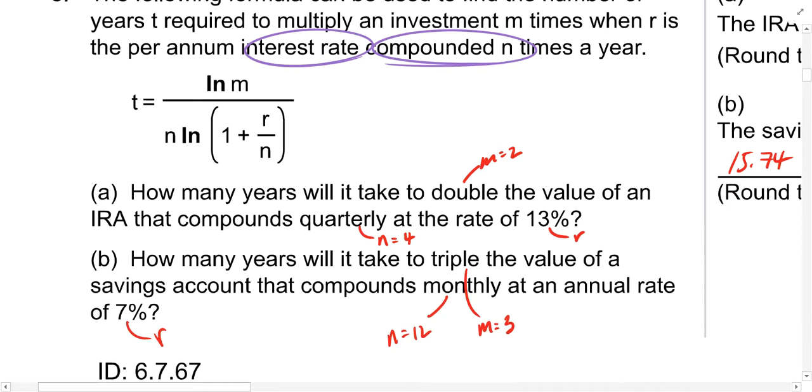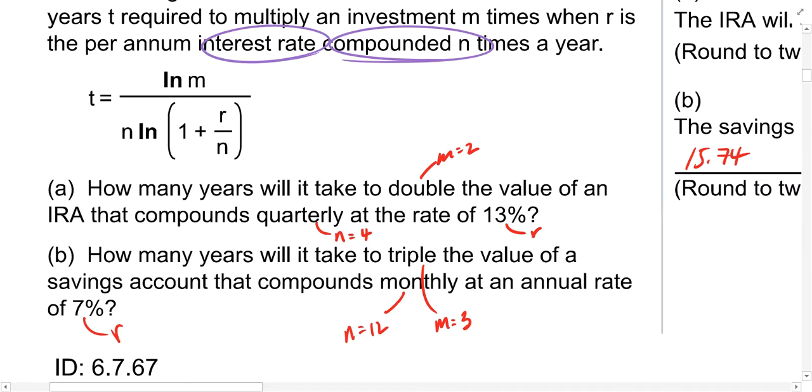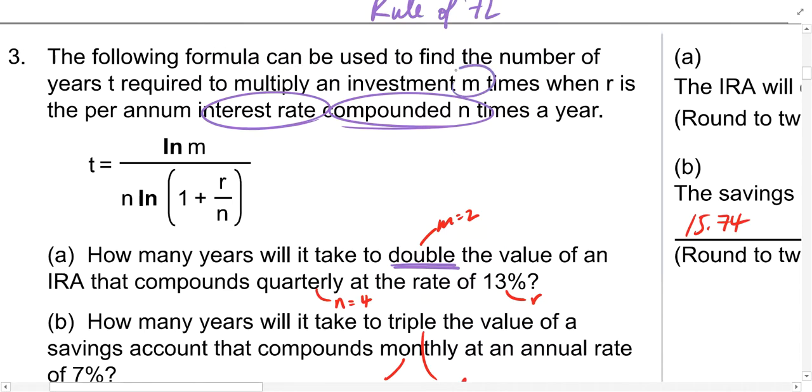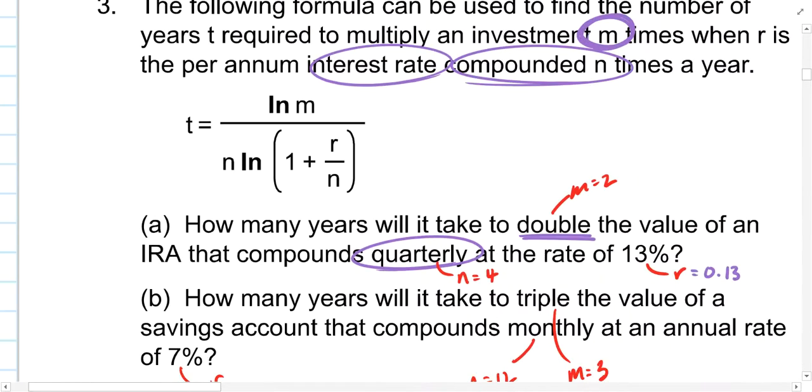So part A, how many years will it take to double the value of an IRA, an individual retirement arrangement, that compounds quarterly at a rate of 13%. Now, to double your investment, that would imply that your M value is equal to 2. Your R value of 13% would be reported as 0.13, because we always report these percentages as a decimal. And then finally, to compound our interest 4 times, or quarterly, means to compound it 4 times per year, and we have an N value of 4.